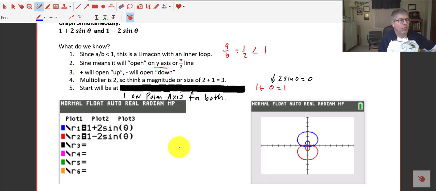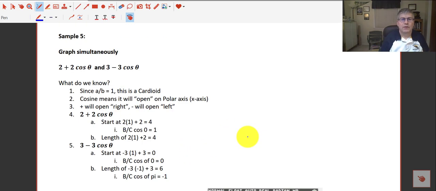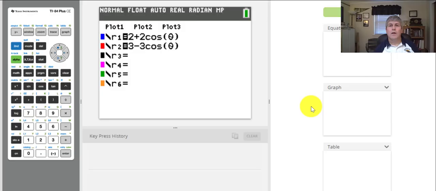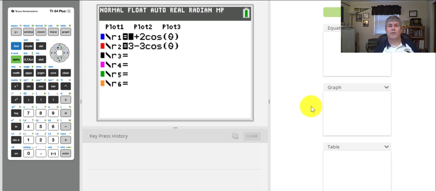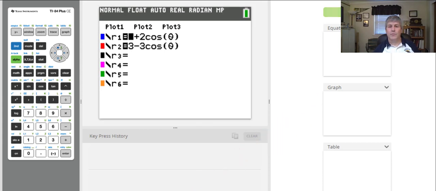So now that we've graphed those, let's take a look at sample 5, and we'll graph the cosine version of these. And here we're going to graph a couple of cardioids. So let's go ahead and graph these two equations with our graphing calculator simultaneously. So I've input everything, 2 plus 2 cosine theta and 3 minus 3 cosine of theta.